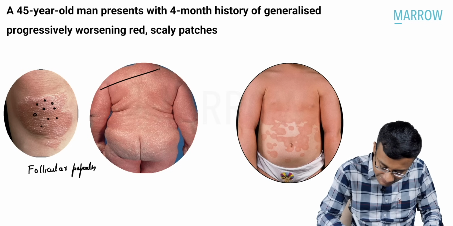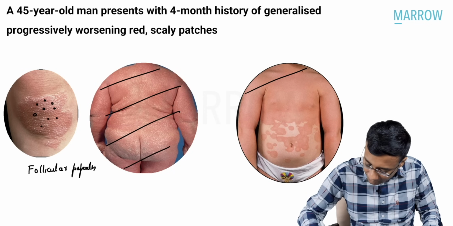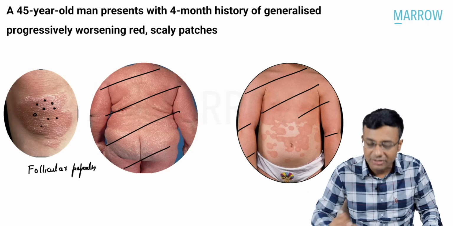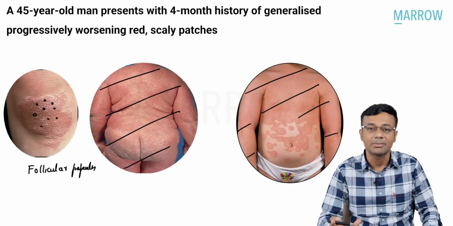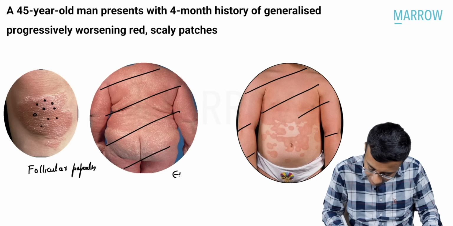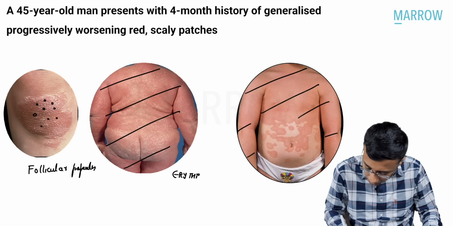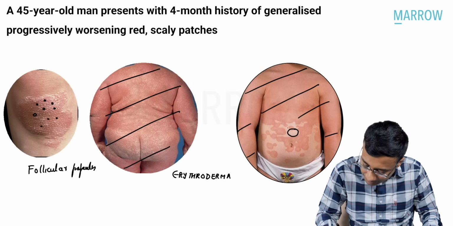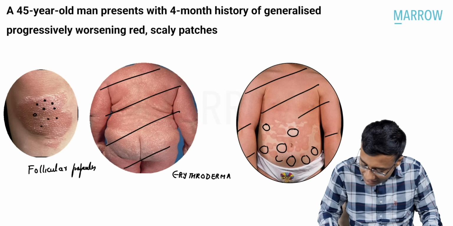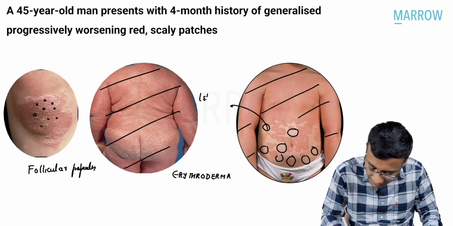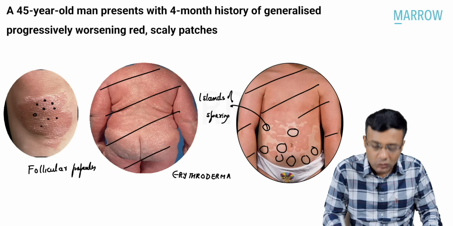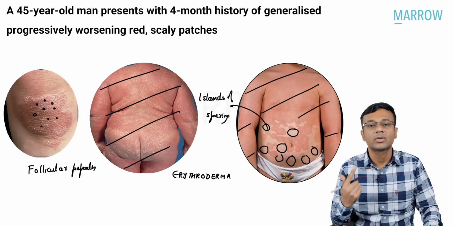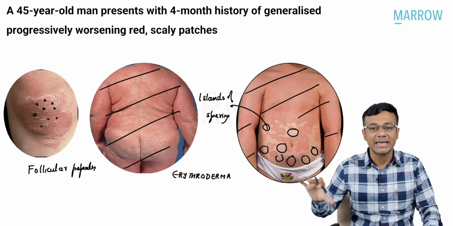Point number 2, we see generalized erythema with or without scaling, involving more than 90% of the body. If more than 90% of the body is red, in dermatology we call it erythroderma. And in spite of more than 90% of the body being involved, we can see these characteristic islands of sparing here. So the third point here is islands of sparing. So follicular papules is number 1, erythroderma is number 2, with islands of sparing is number 3.